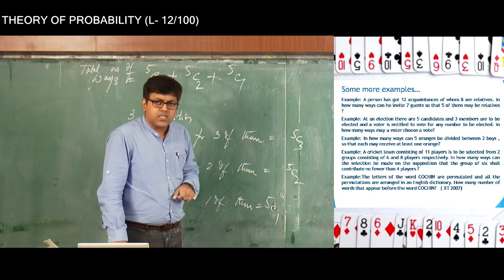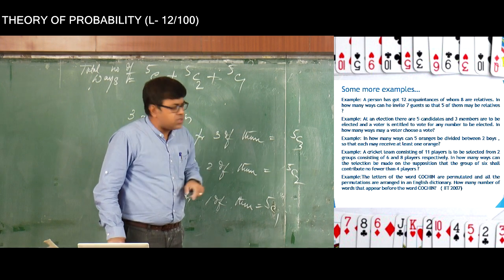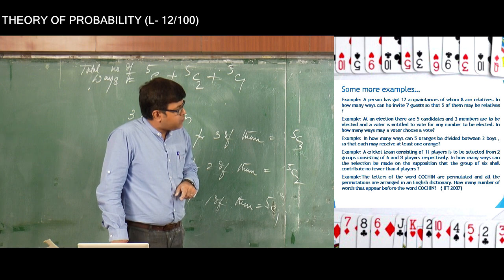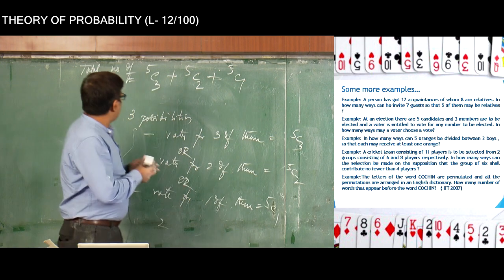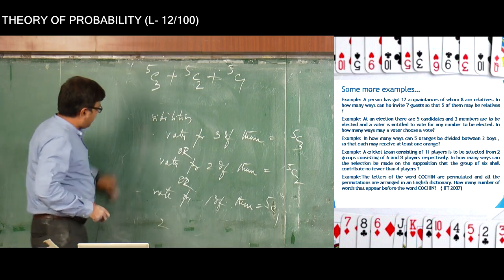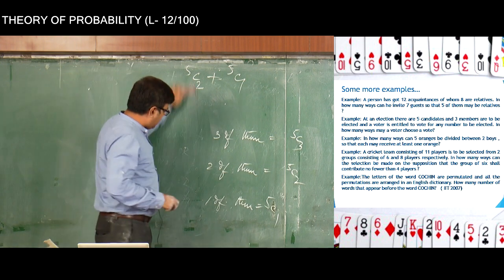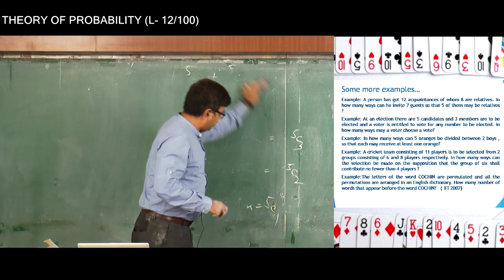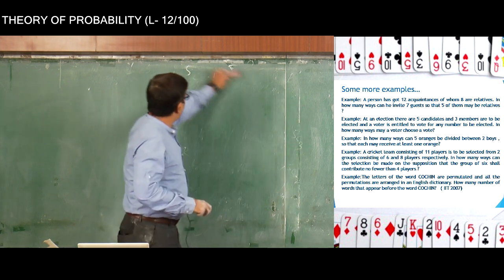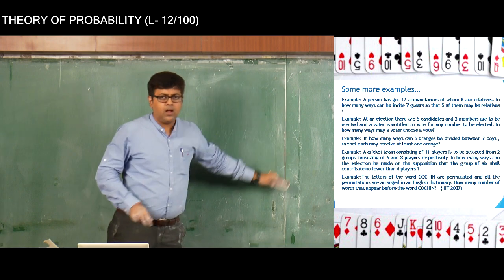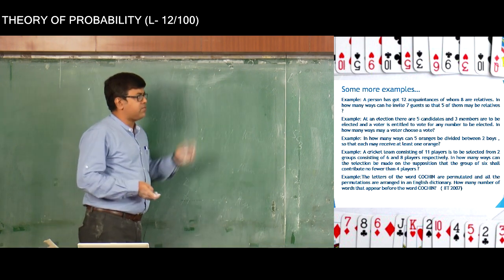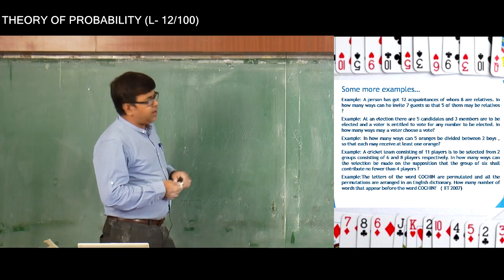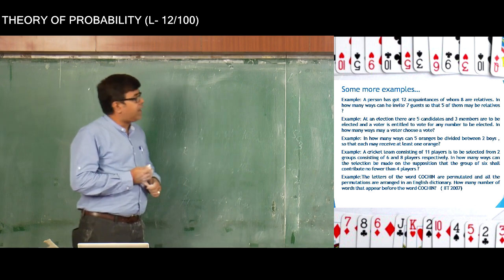In how many ways can 5 oranges be divided between 2 boys so that each may receive at least 1 orange? Now, if you think carefully, I have done a similar type of problem, not exactly similar, but the concept was more or less similar while I was discussing a particular concept of permutation in my previous classes. It is basically an extension of that.